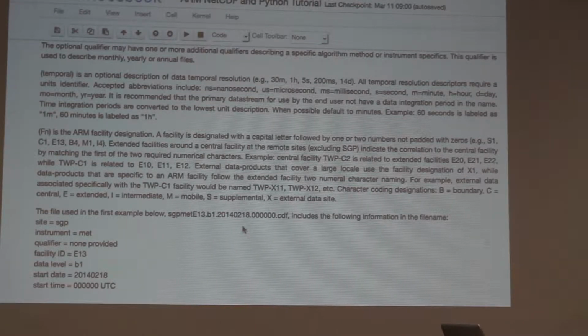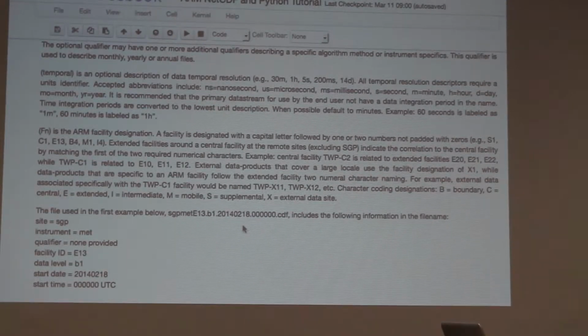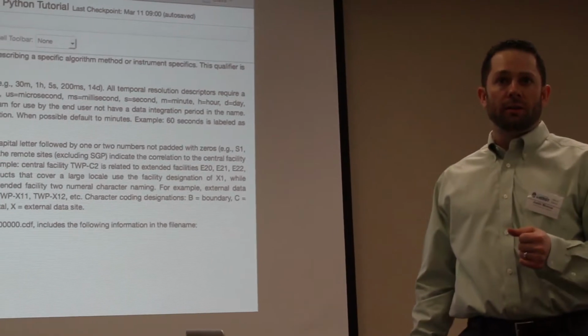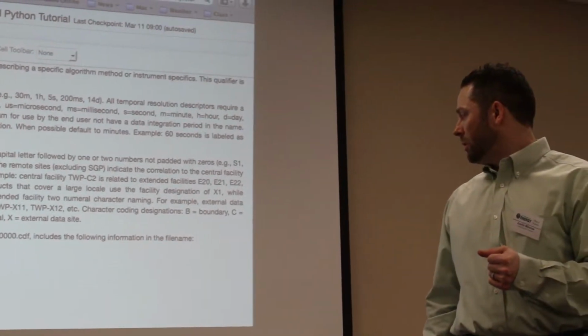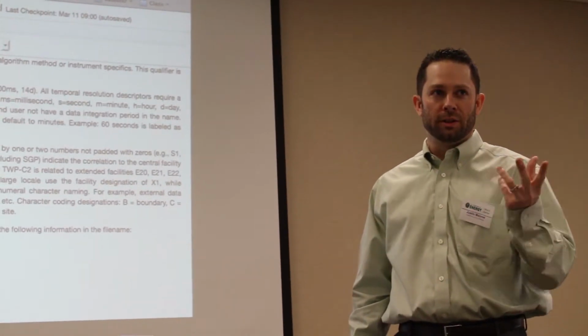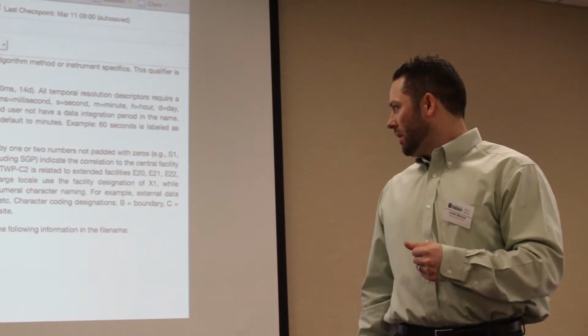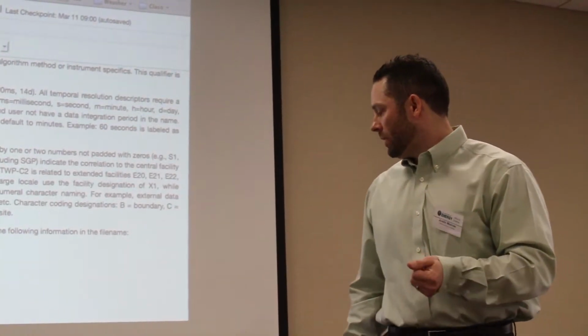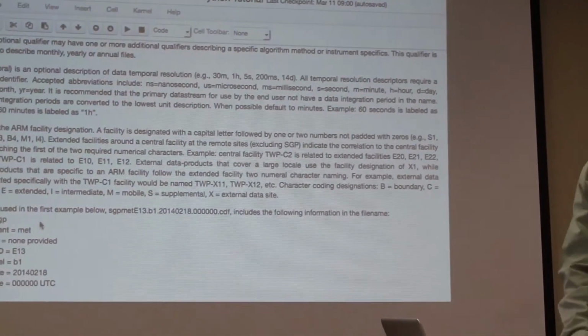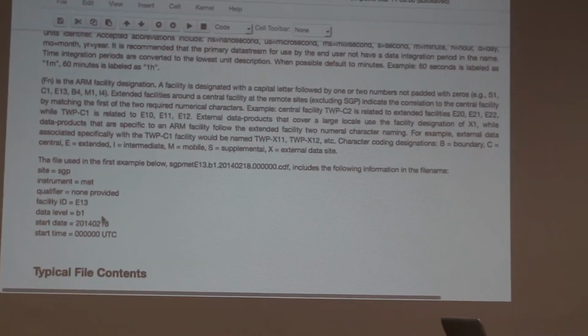The file we're going to start with in the tutorial is just a simple MET data set, or standard MET observations. That's the file I provided in the email as SGP MET E13.b1. This is from the E13 extended facility, which is actually at the central facility in Lamont, Oklahoma, and we're doing February 18th, 2014. You can see I've broken out the various components as they relate to the text above this file.